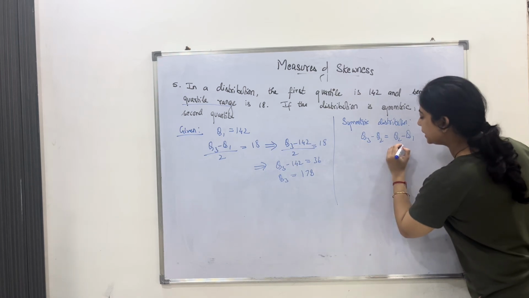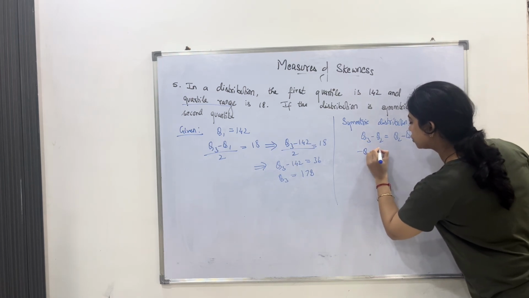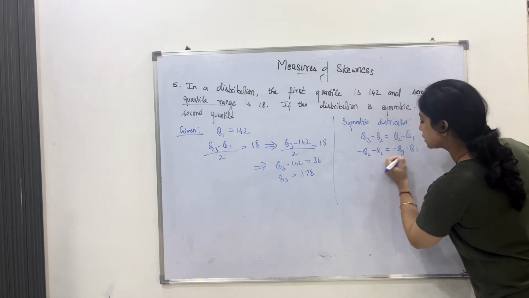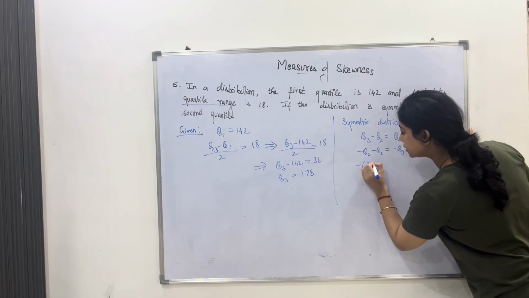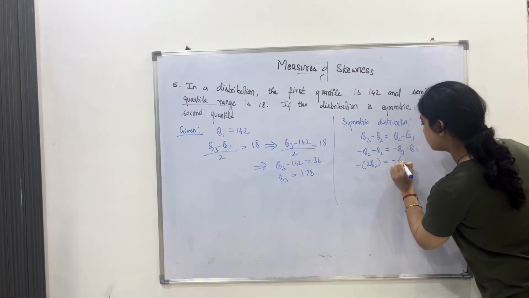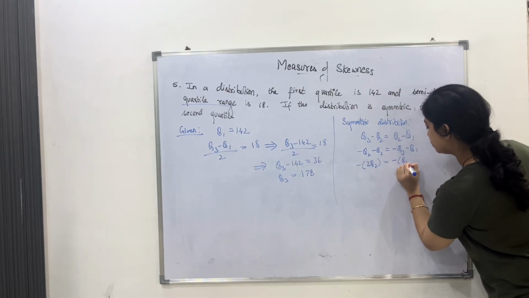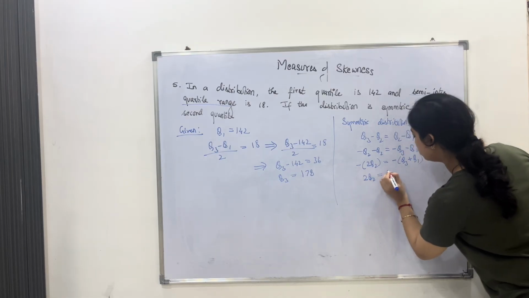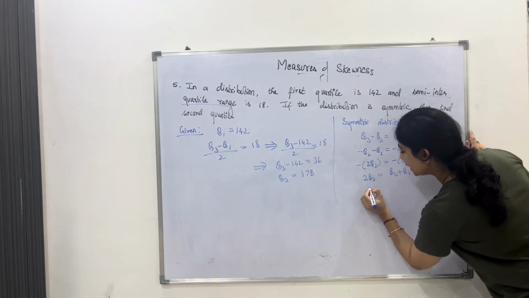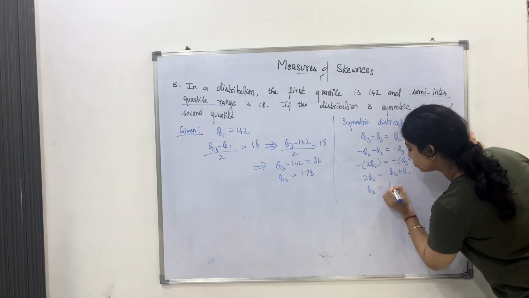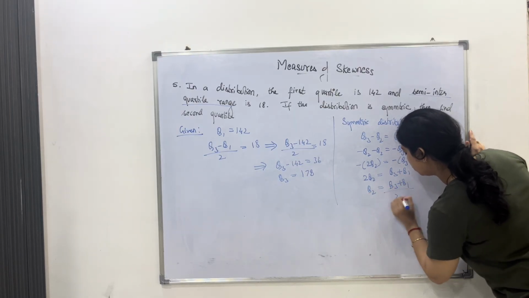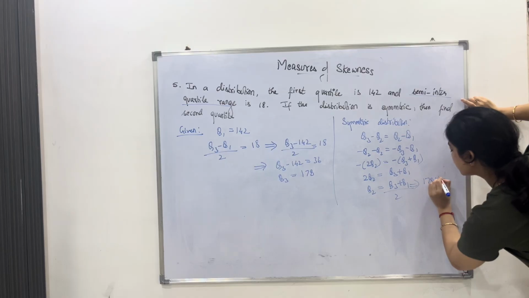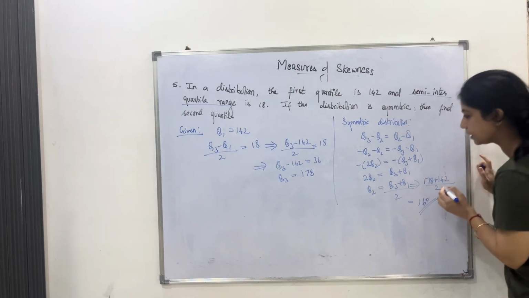Since we need Q2, let me take that on the left side. Q2 plus Q2 is equal to Q3 plus Q1. So 2Q2 is equal to Q3 plus Q1. And since we have to just get the value of Q2, I'll send 2 to the other side: Q3 plus Q1 by 2. Let's substitute in the values, which is 178 plus 142 upon 2. The answer for this is 160.